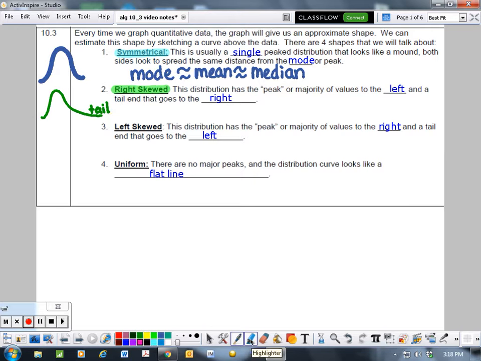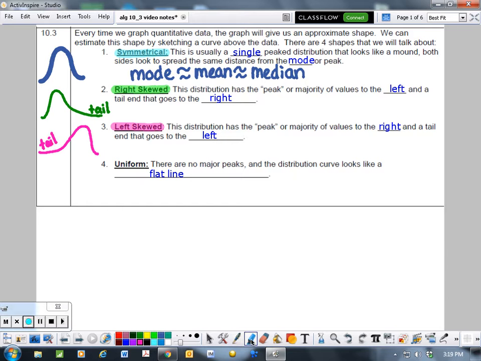Our next one is left skewed. So left skewed is going to go the other direction. And so it will look like this. So our tail, our peak's over here and our tail's over here. And because the tail's on the left-hand side, that's why it's called left skewed.